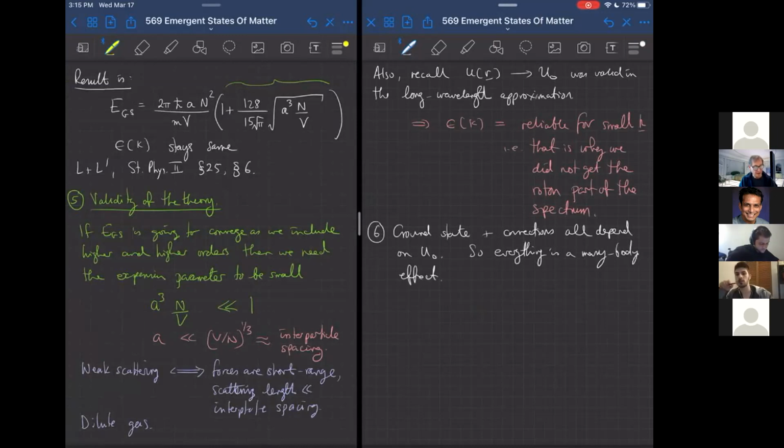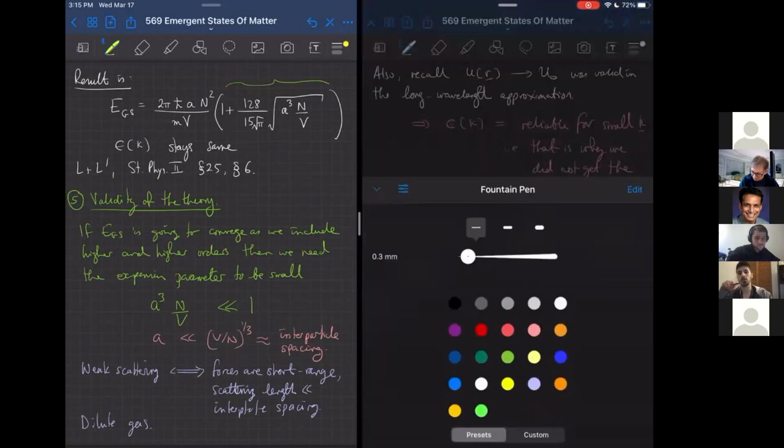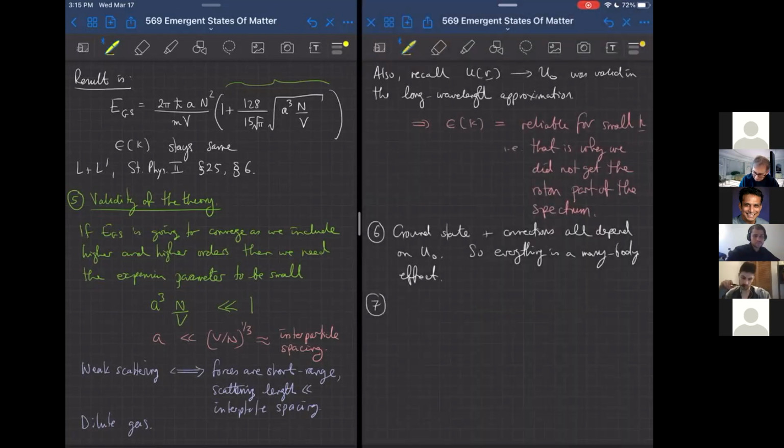So that's true. The other thing that I want to point out is that I've been saying that we're doing perturbation theory, but we really aren't quite doing perturbation theory. So where did we do something that departed from perturbation theory? Anybody got any ideas?